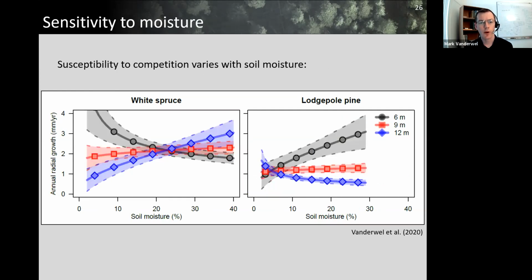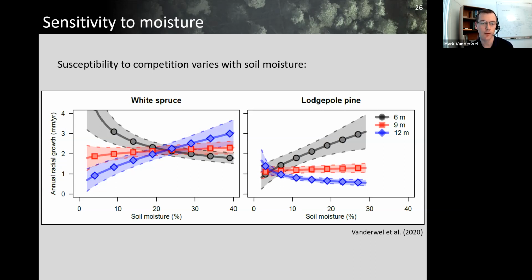The other thing we looked at was whether these effects of competition interacted with soil moisture at all. And we find that there were indeed some interesting interactions for both species here. Looking at white spruce to start with, it was able to grow relatively well if it was either growing beneath a shorter canopy, so less neighborhood competition, or it was growing in sites that had higher levels of soil moisture. The only time in which it really expressed a large reduction in growth was when it was faced with a combination of both intense competition for light, so a taller canopy, and low levels of soil moisture.